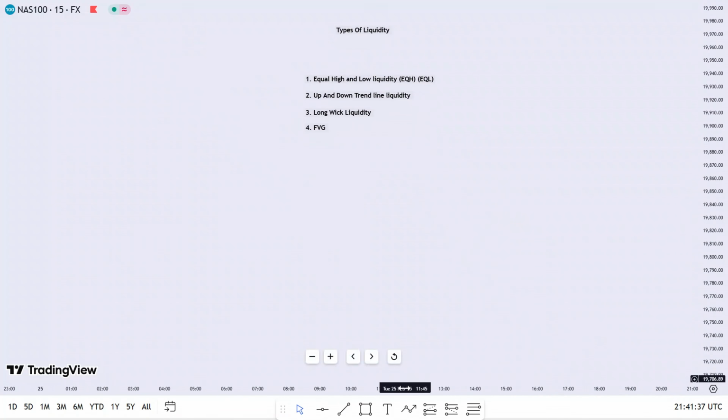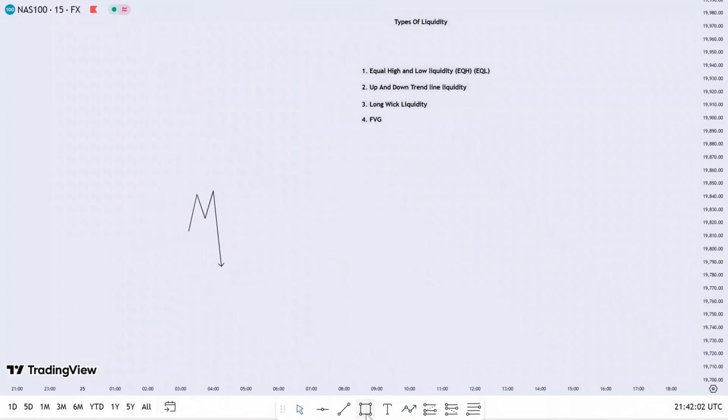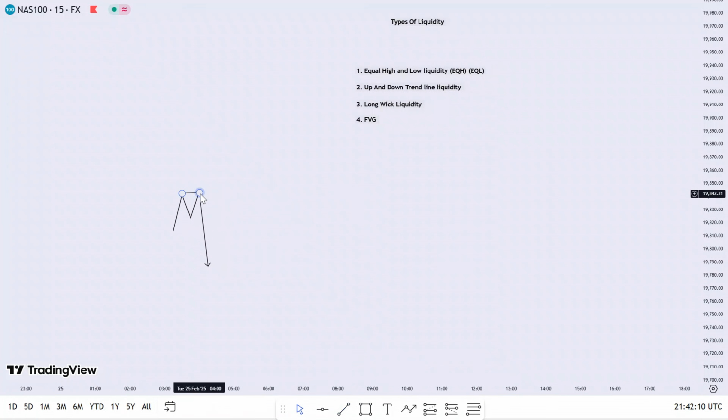So the first one, we have the equal highs and lows liquidity. Now for the equal highs and lows liquidity, this is also known as the double top or double bottom, whereby you have one impulsive high, then a pullback, then the market comes back and creates another impulsive high before actually dropping to the downside. Okay, so this can be considered to be an equal high or equal low liquidity.